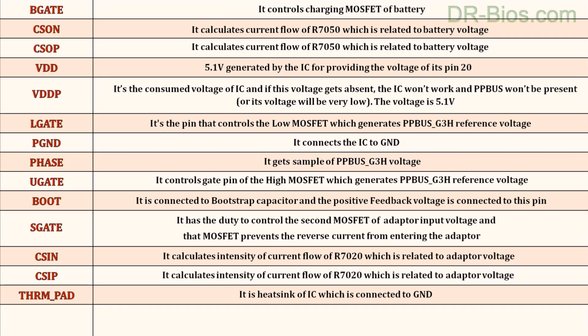Next ones are CSIN and CSIP. These two pins connect to two sides of a resistor that is placed on adapter voltage direction. By getting sample of voltage difference of two sides of this resistor and calculating the current flow intensity, the current passing through this resistor is measured. AMON pin informs SMC about this value.